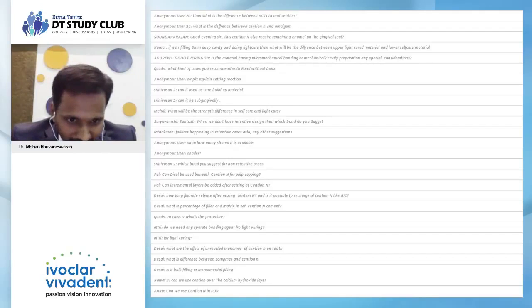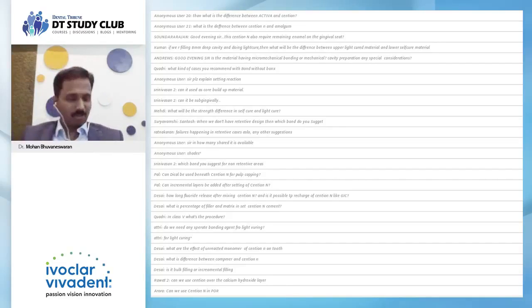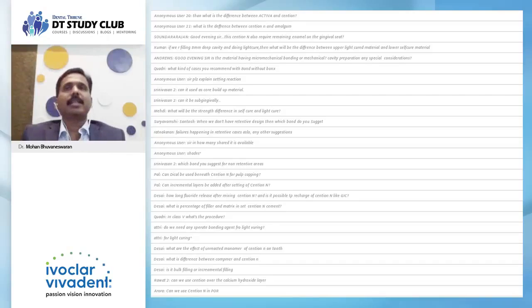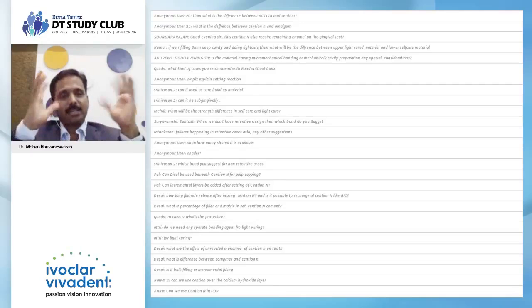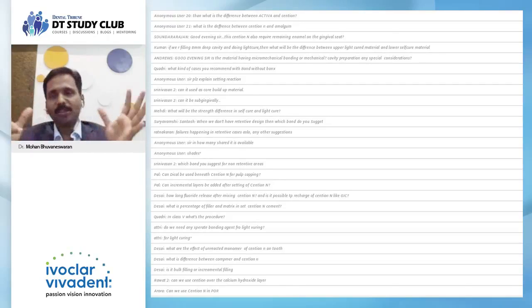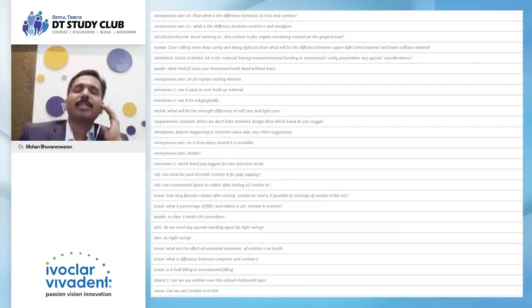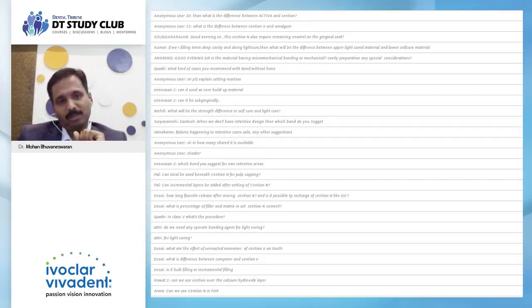And coming on to the last question. What is the percentage of the filler and the matrix in set Cention? You saw me, I was talking about a lot of powder particles there. So all those powder particles are already there in the set matrix. So we don't have any particular percentage. It's having ytterbium fluoride, it's having glass filler, it's having so many fillers. So everything is equally poised in that, and all of them play a role in the strength. I think this dentist is probably asking about the strength. The strength basically comes from the cross-linking of the polymers. I think that was the last question.